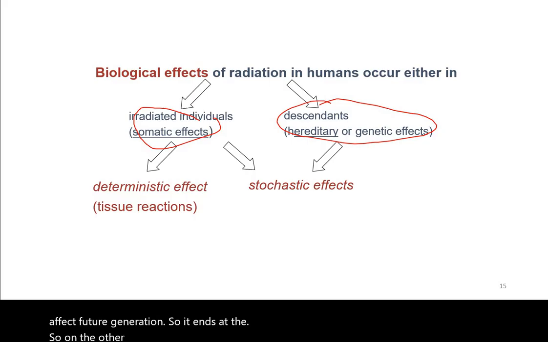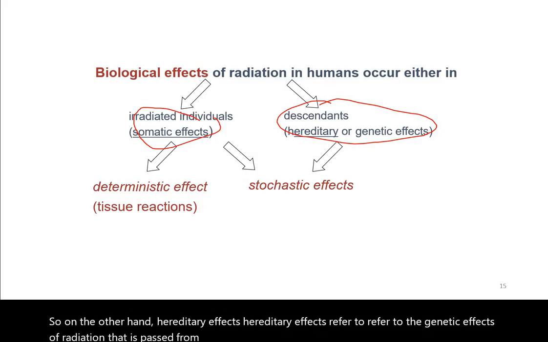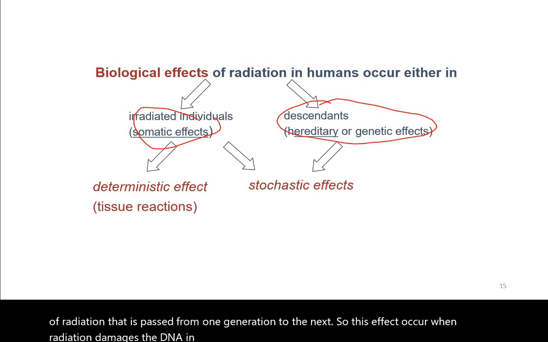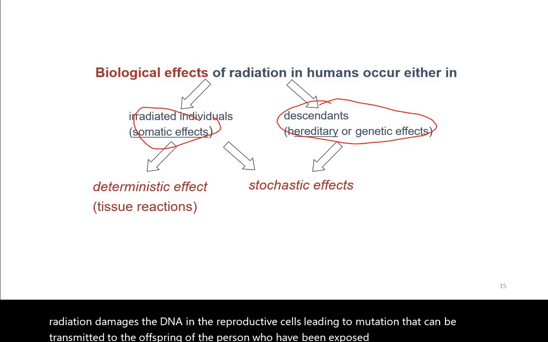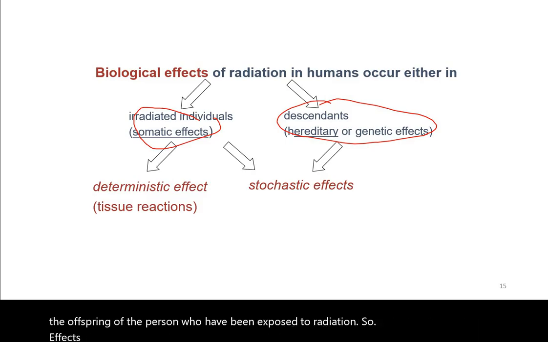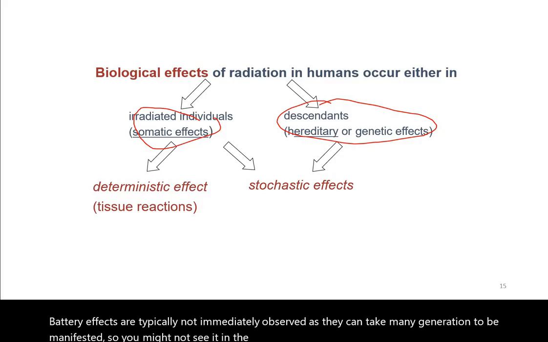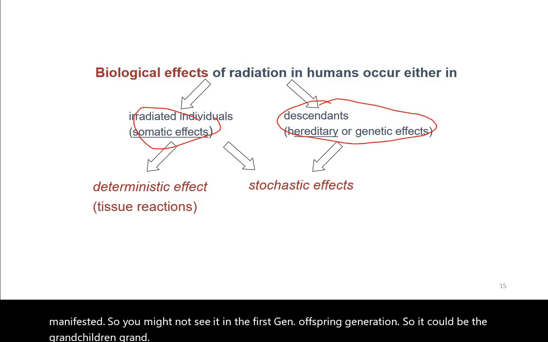On the other hand, hereditary effects refer to the genetic effects of radiation that are passed from one generation to the next. These effects occur when radiation damages the DNA in the reproductive cells, leading to mutations that can be transmitted to the offspring of the person who has been exposed to radiation. So hereditary effects are typically not immediately observed as they can take many generations to manifest. So you might not see it in the first offspring generation. It could be in the grandchildren, great grandchildren, and so on.